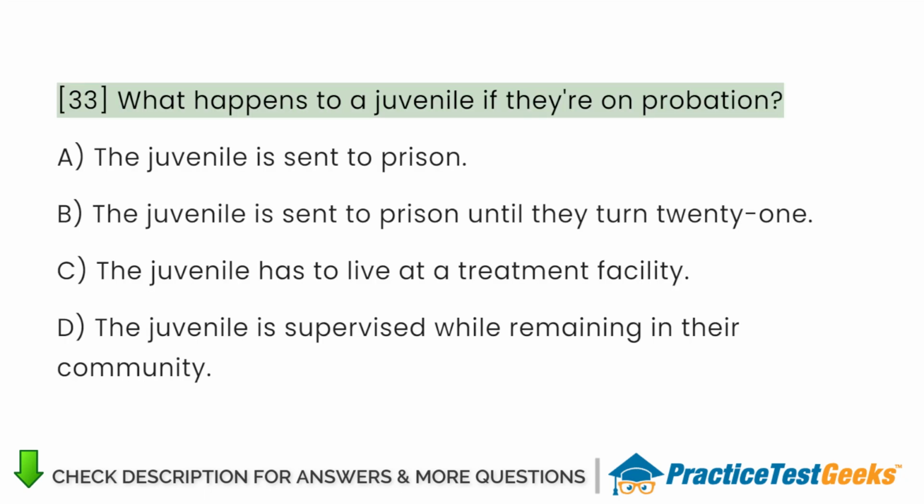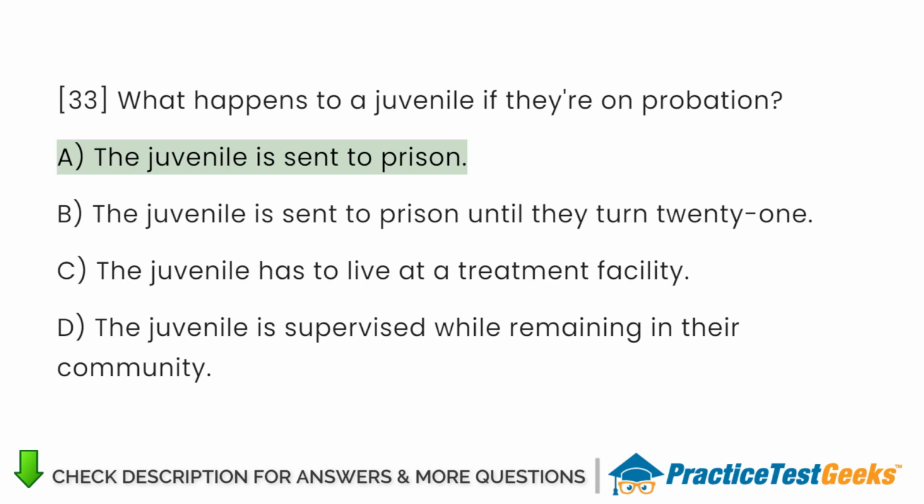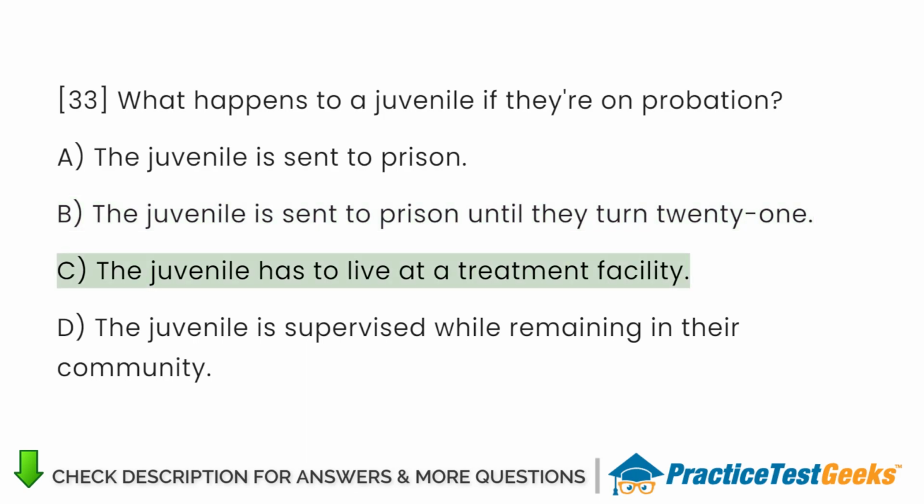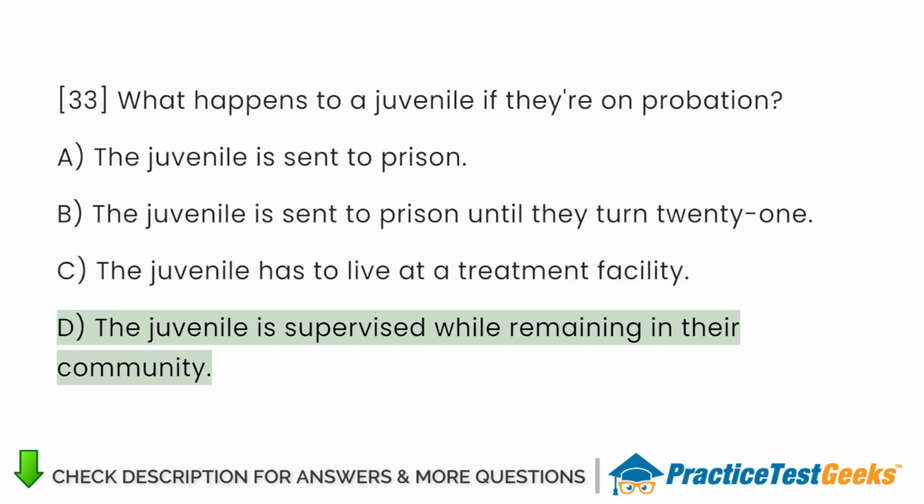What happens to a juvenile if they're on probation? A. The juvenile is sent to prison. B. The juvenile is sent to prison until they turn 21. C. The juvenile has to live at a treatment facility. D. The juvenile is supervised while remaining in their community.